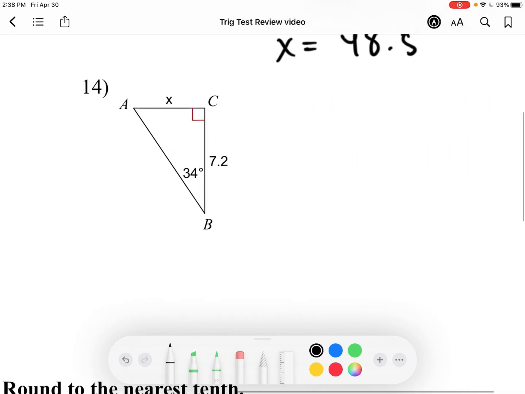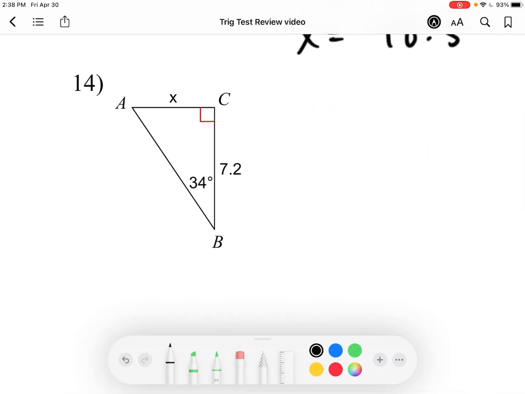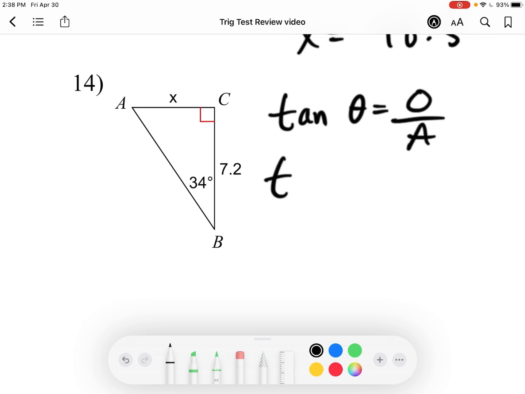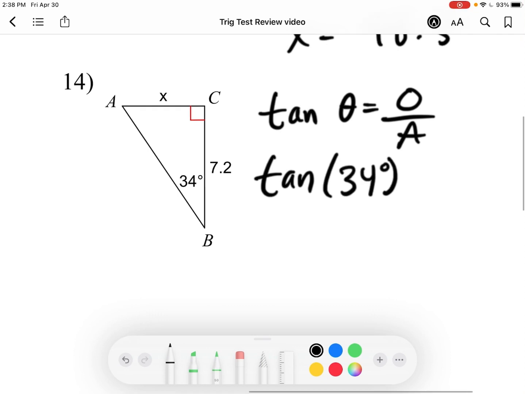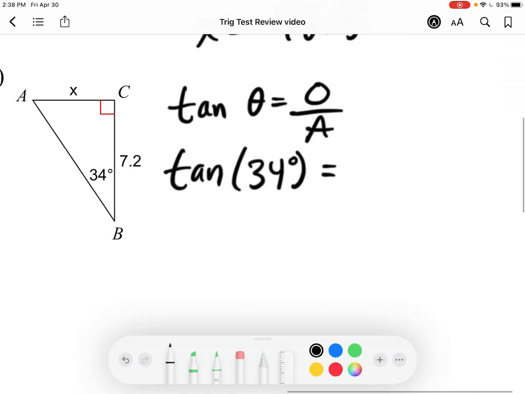All right, so now number 14. We're given this angle right here. This is the opposite to the angle and the adjacent side to the angle. So we're going to use tangent again. So tangent theta is equal to opposite over adjacent. Tangent, we know that theta is 34 degrees. The opposite side to the angle is x. And the adjacent side to the angle is 7.2.